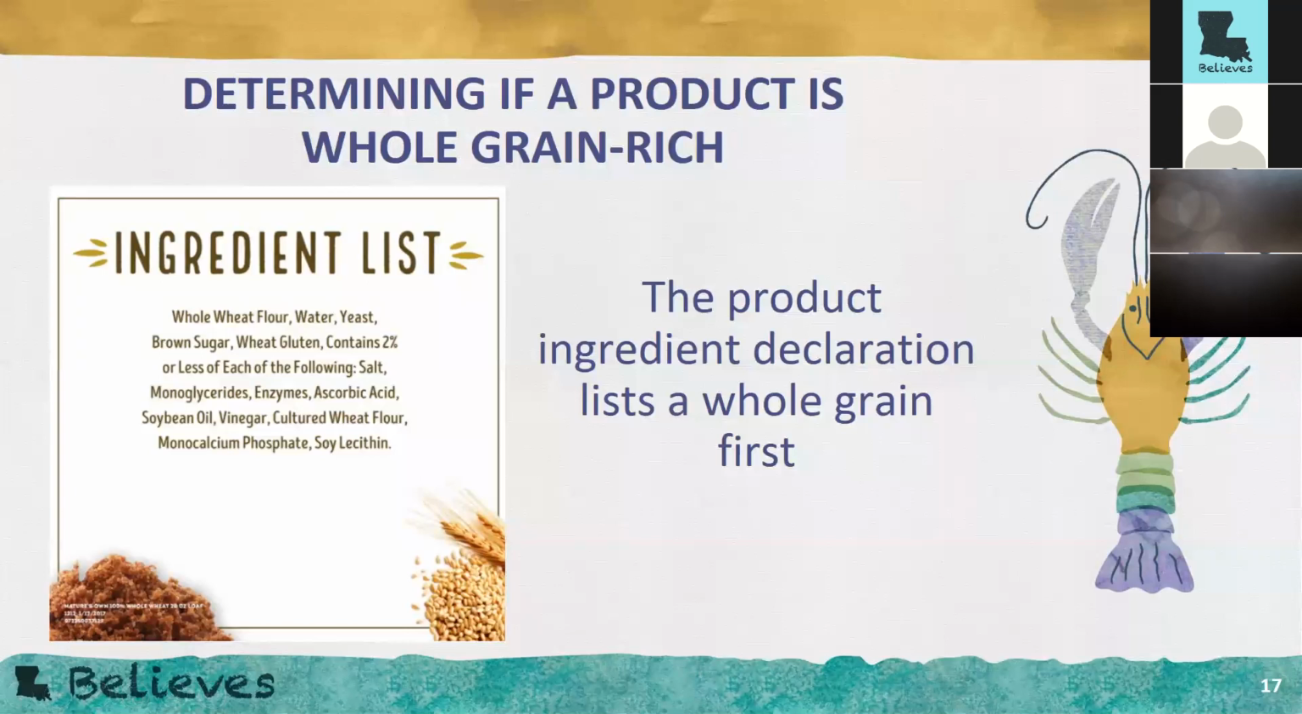You can also use the ingredient list to determine if a product is whole grain. If the ingredient label lists a whole grain as the first ingredient, the product would be considered whole grain rich.